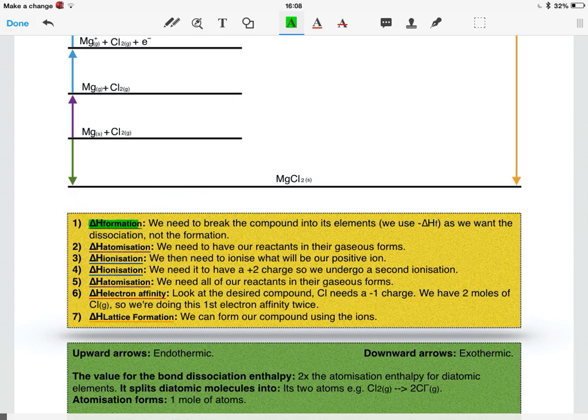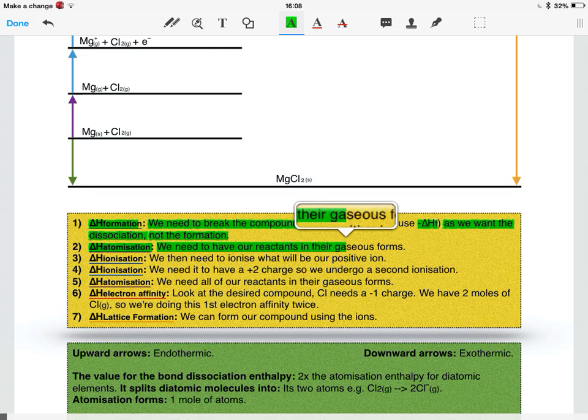However, we need to break the compound into its elements, so we use the negative value for this, and this is because obviously we want the dissociation, not the formation. Then we need to do the enthalpy of atomization, and we need to have our reactants in their gaseous form.